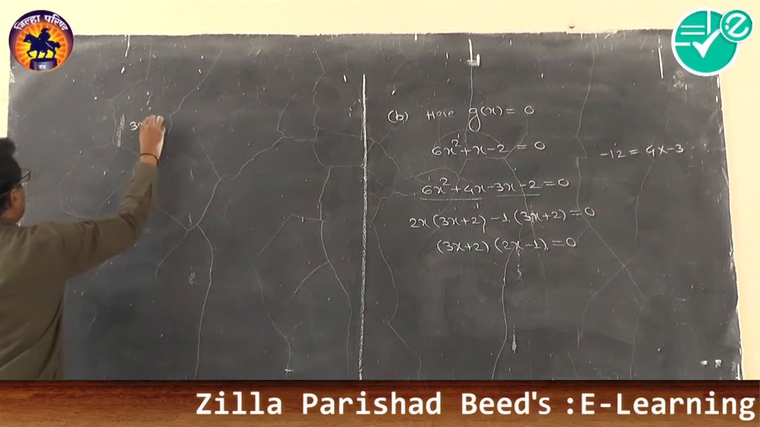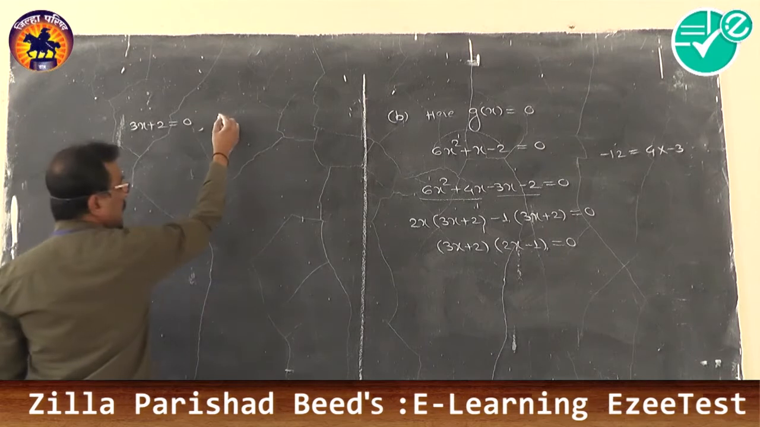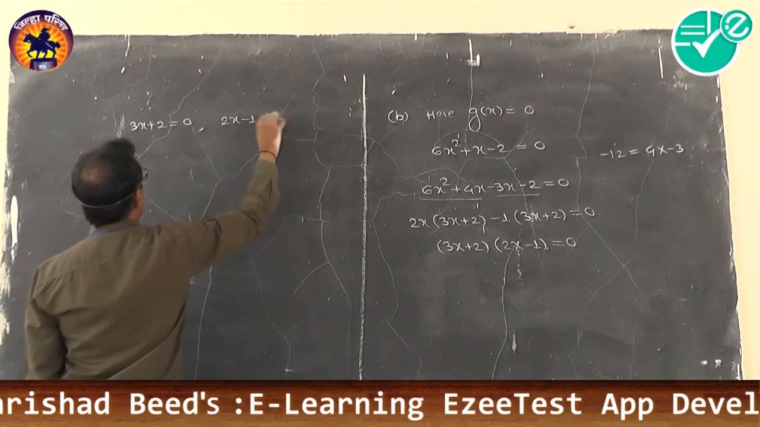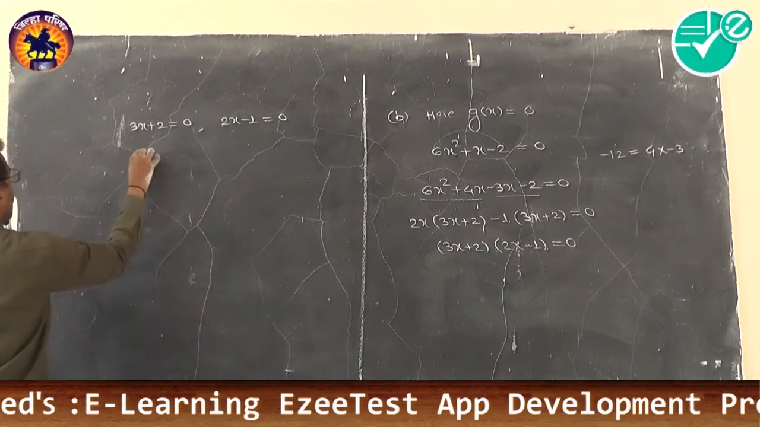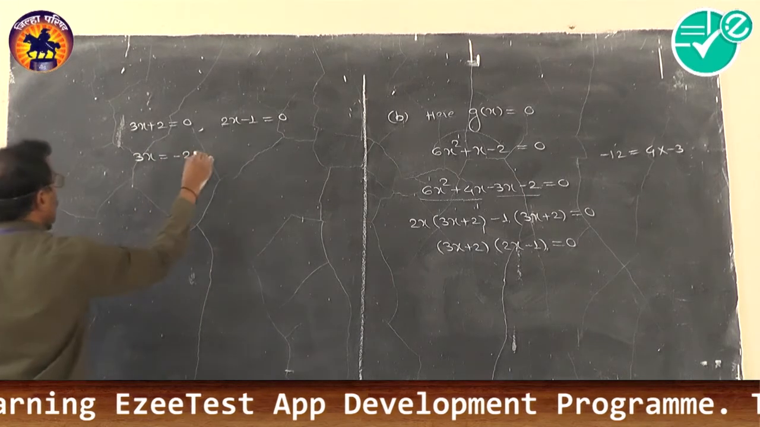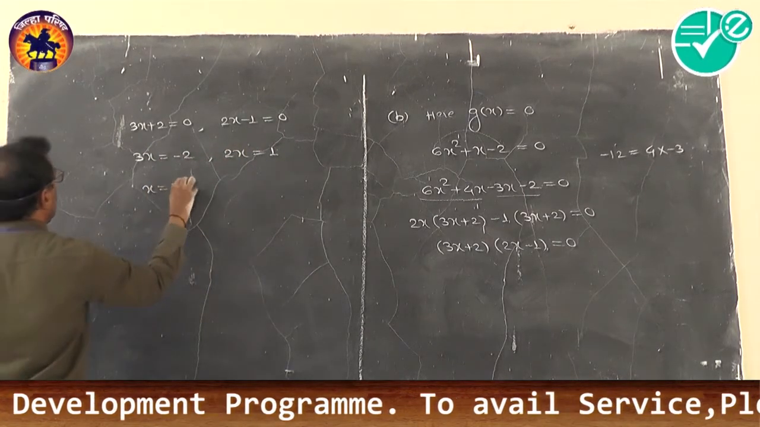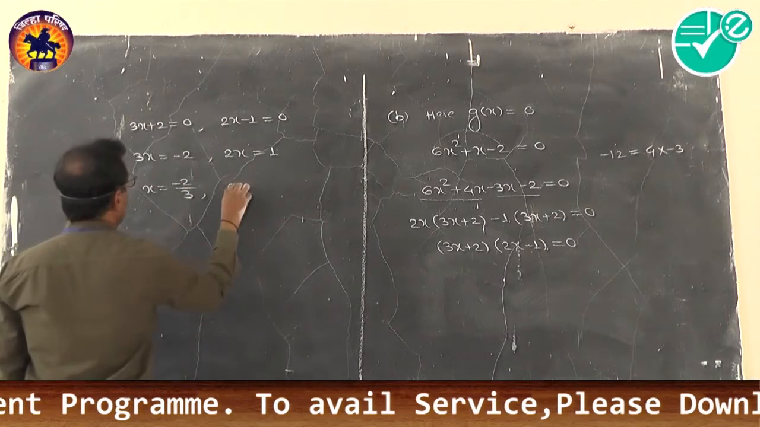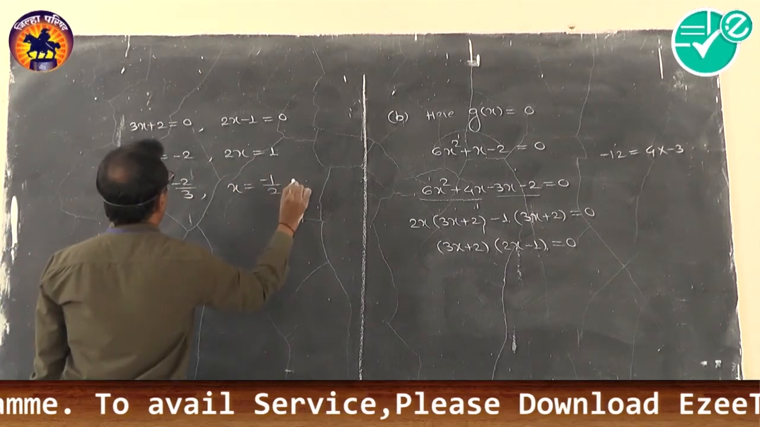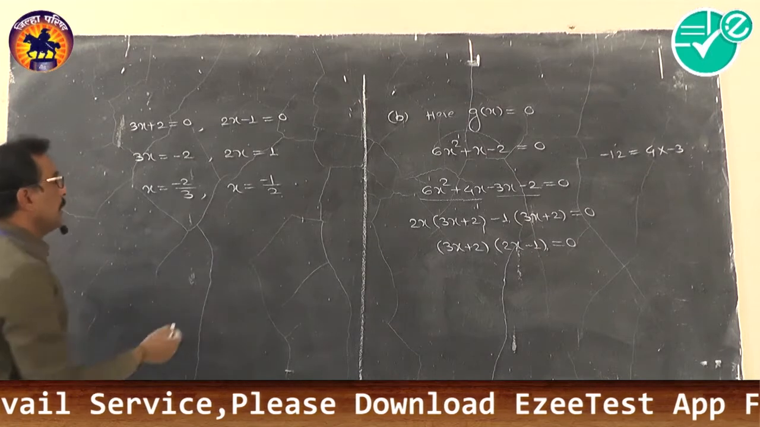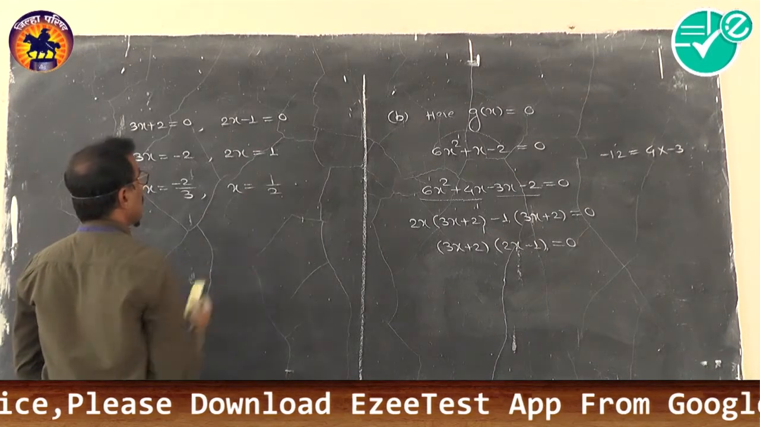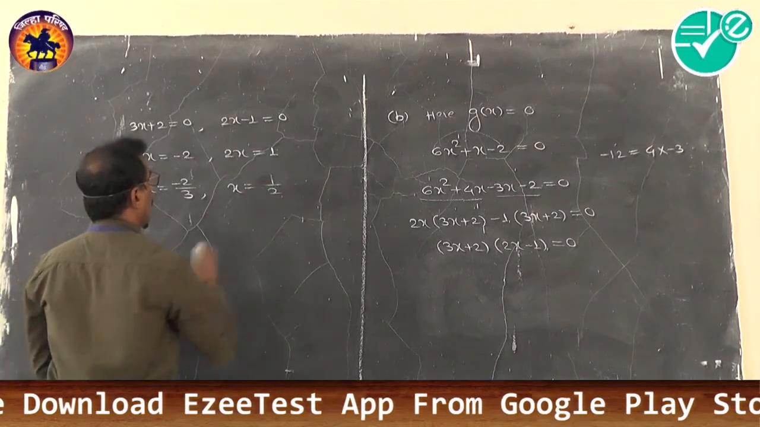So very firstly it is 3x plus 2 equal to 0, and second is 2x minus 1 equal to 0. 3x is equal to minus 2, 2x is equal to 1, so x equals minus 2 by 3, and x equals plus 1 by 2.